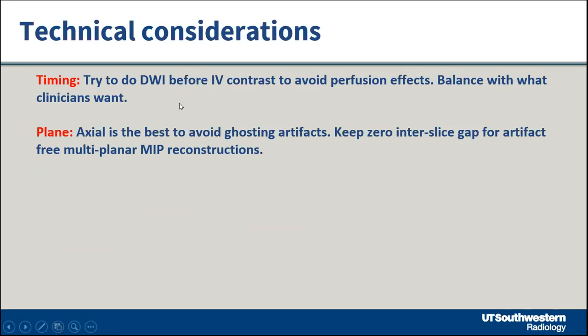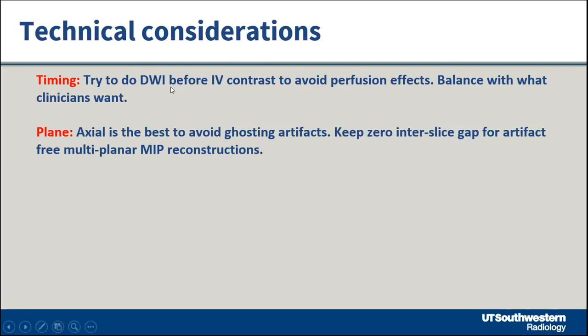Timing. Some people will advise you to do DWI before IV contrast to avoid perfusion effects. That's what we were doing before. But with some of the scanners which are not so reproducible, say some Philips scanners, or older scanners, their techs will do DWI before other sequences sometimes, because that's how it's listed in the PDF. When they do that, lots of DWI maps fill up your PACS. And then the clinician is looking for the post-contrast image, and before that, you have 50 diffusion maps sitting there. So balance with what your clinician wants.